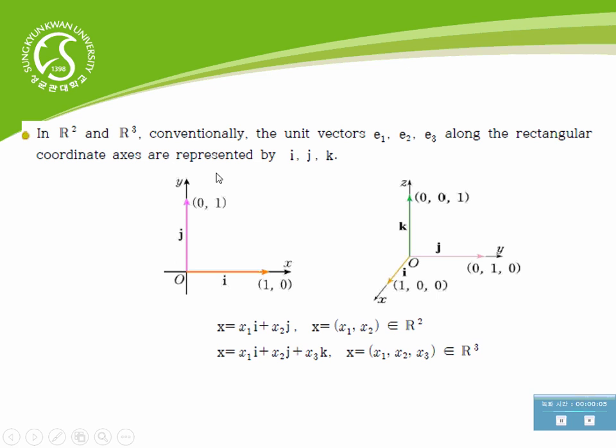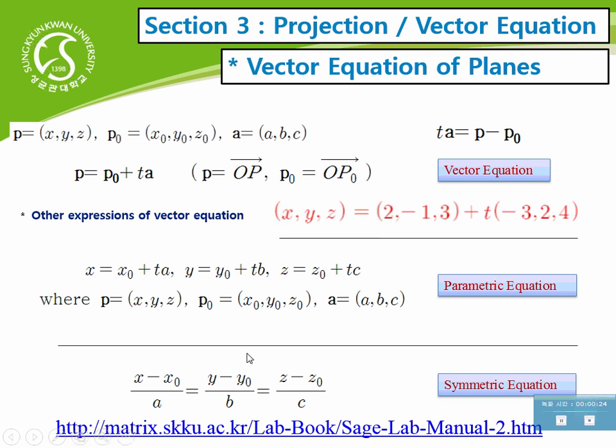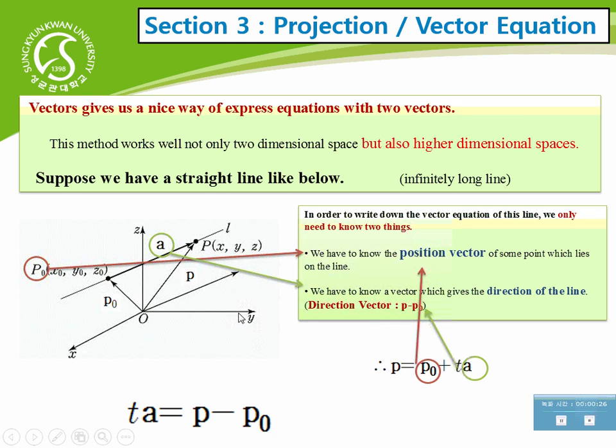Okay. At the last class, we covered the concept of linear combination. So every vector in R3 can be represented as a linear combination of the three unit vectors i, j, and k, like this. Now today we're going to cover section 1.3, projection and vector equations: vector equation of lines, and vector equation of planes.